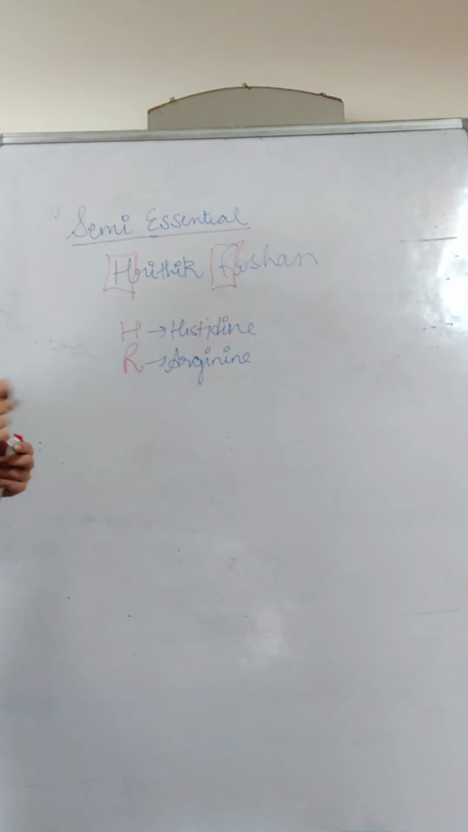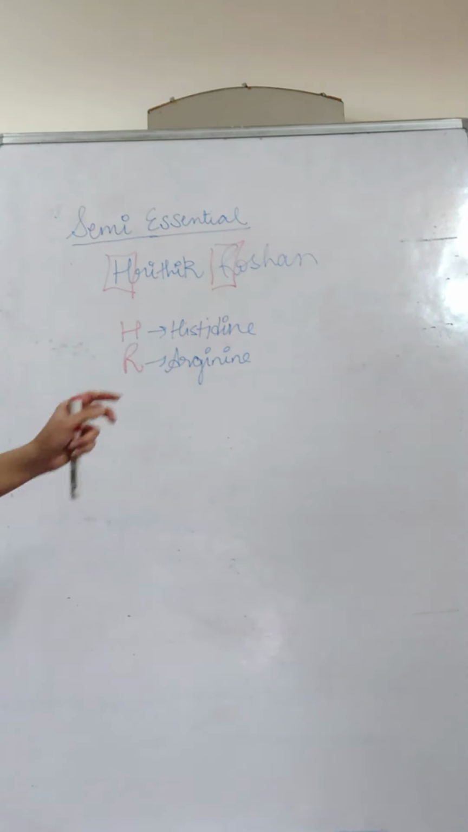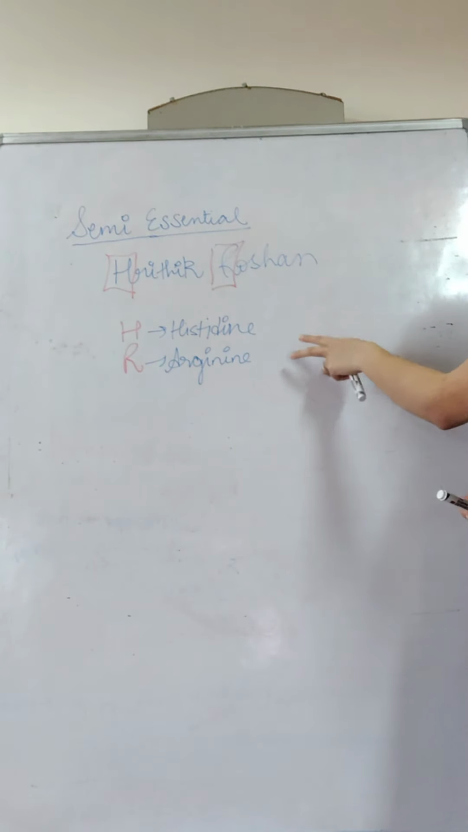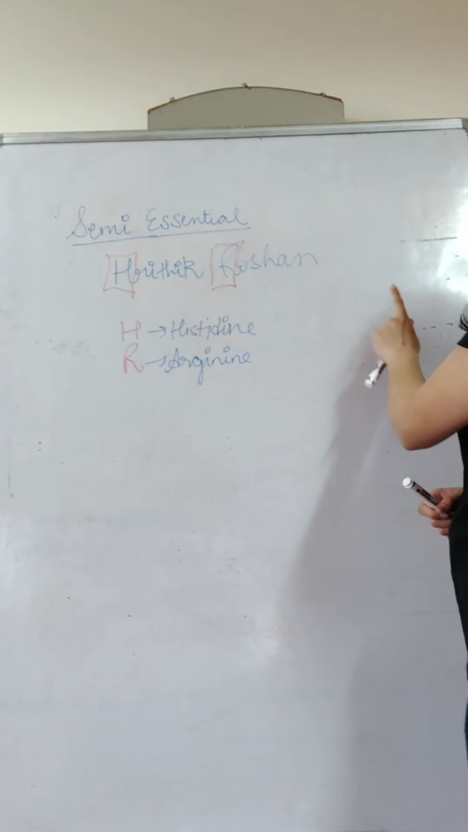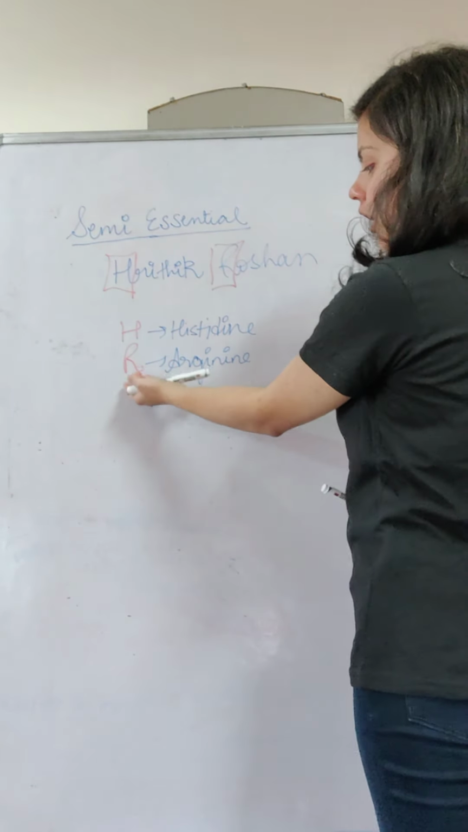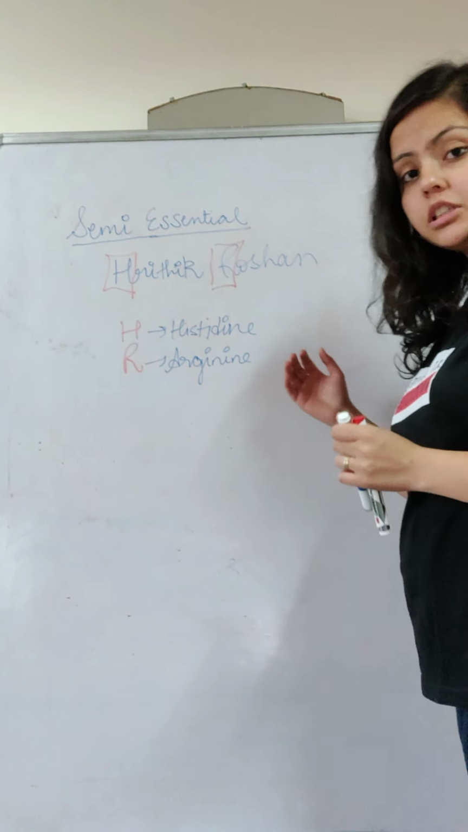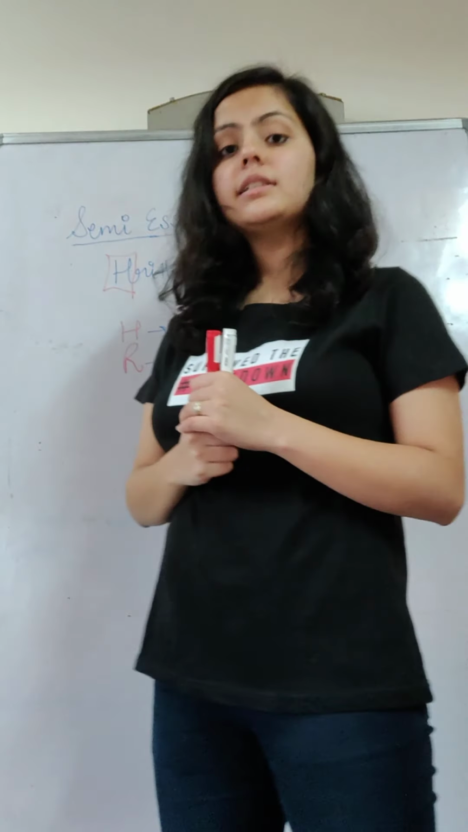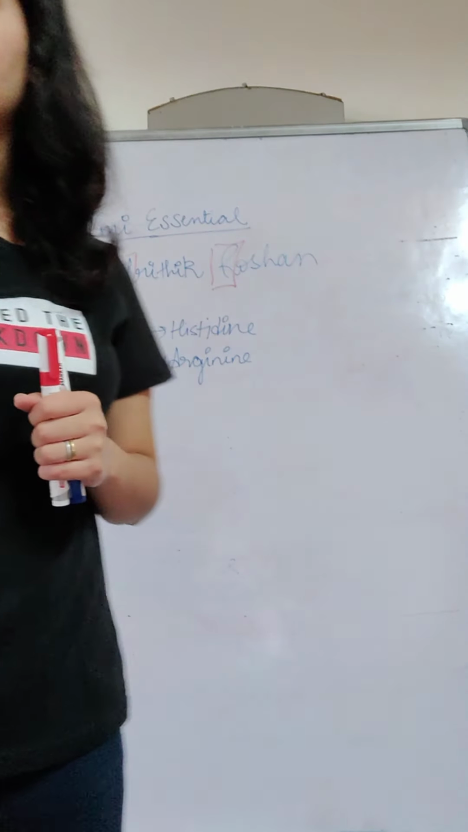Now if you look carefully, the essential amino acids also had these two, histidine and arginine, in which H was for histidine, and in the starting only, Ranbir Kapoor, arginine, correct? So these two are common. Histidine and arginine are common for essential and semi-essential amino acids.